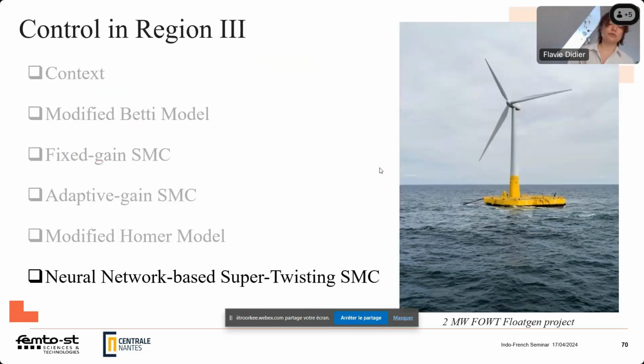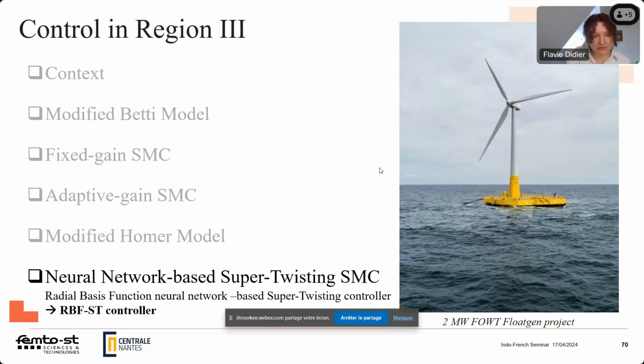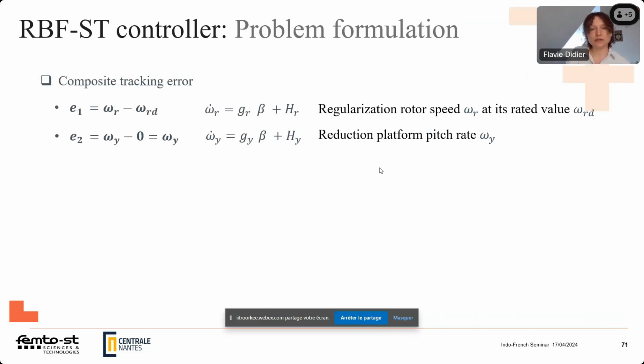To develop a neural network-based super twisting sliding mode controller, here we use the radial basis function neural network-based super twisting controller. So RBF ST controller. The same composite tracking error is used, for the regulation of the rotor speed and the reduction of the platform pitch rate omega 1.